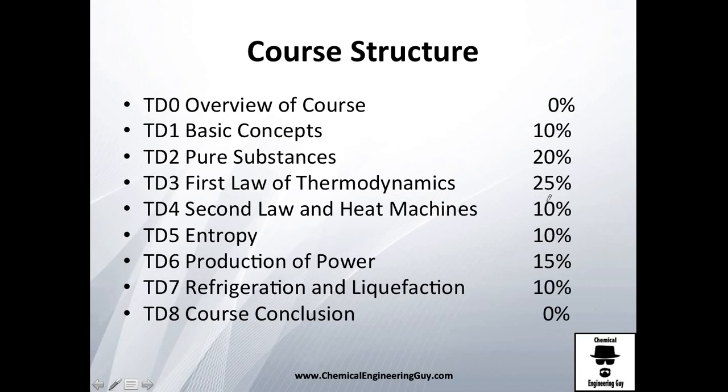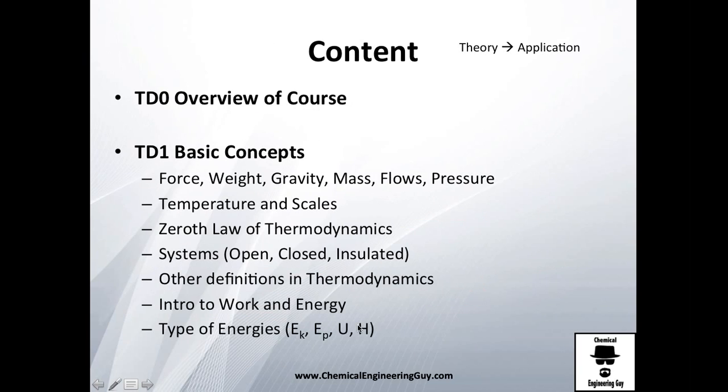What else do we have here? TD4 second law and heat machines. We start analyzing a little bit on heat machines. We're going to see the complete course content in the next slides. What else? Production of power. This is also very important, especially for mechanical engineers or electrical engineers. Refrigeration and liquefaction. I think it's also very important, especially for those who want to learn how to cool down systems in the most efficient way. And finally, we make the conclusion.